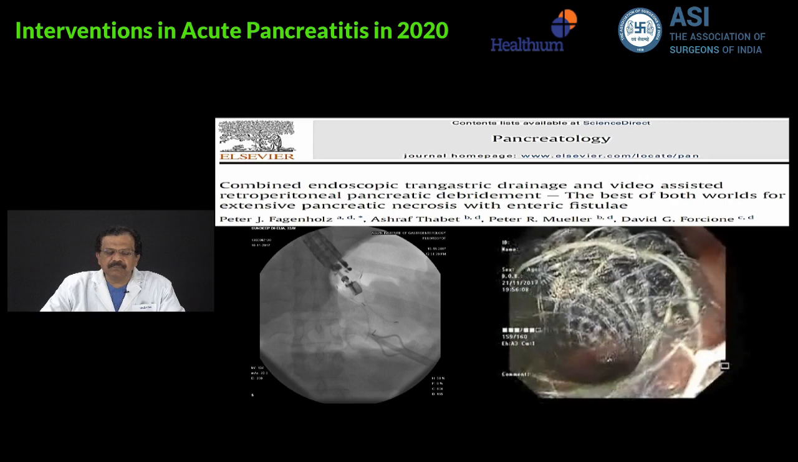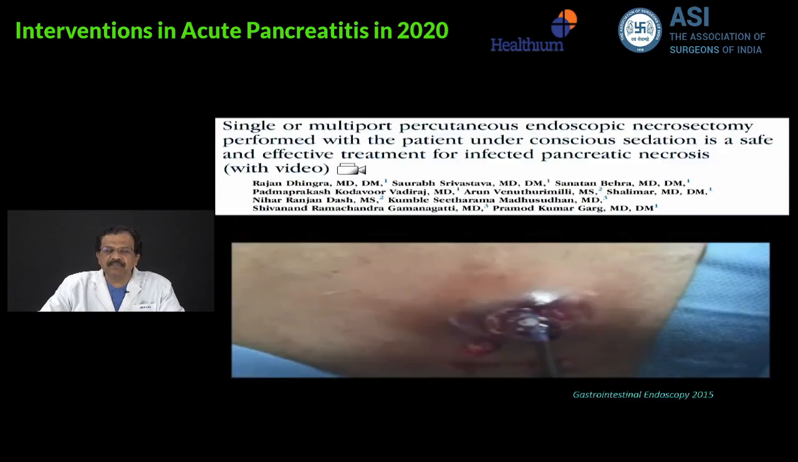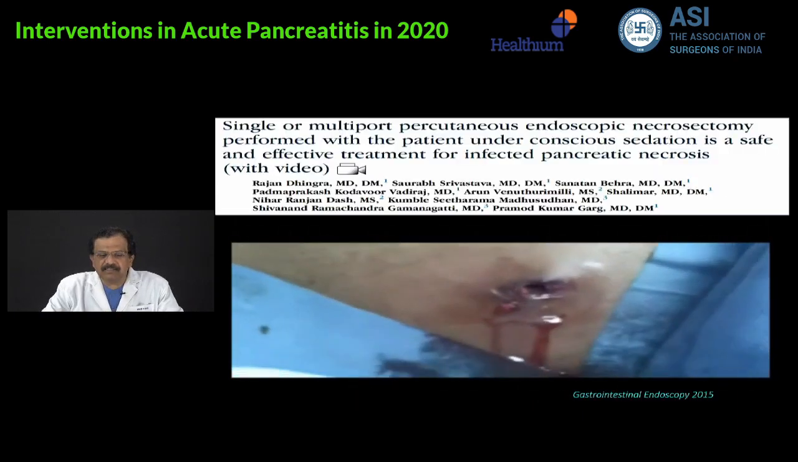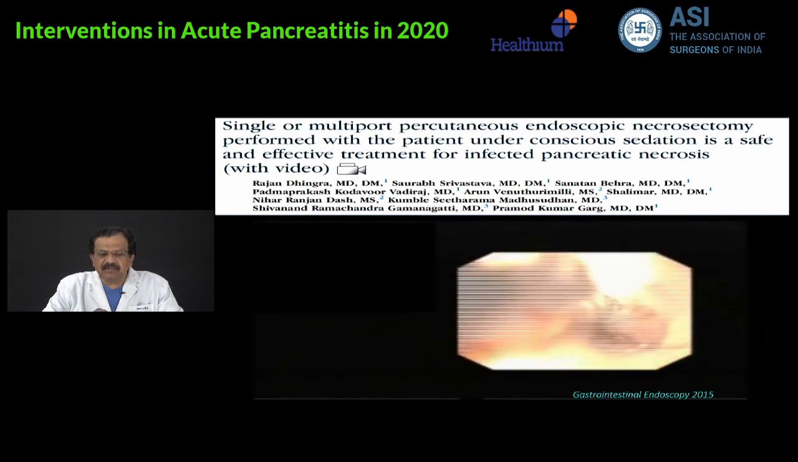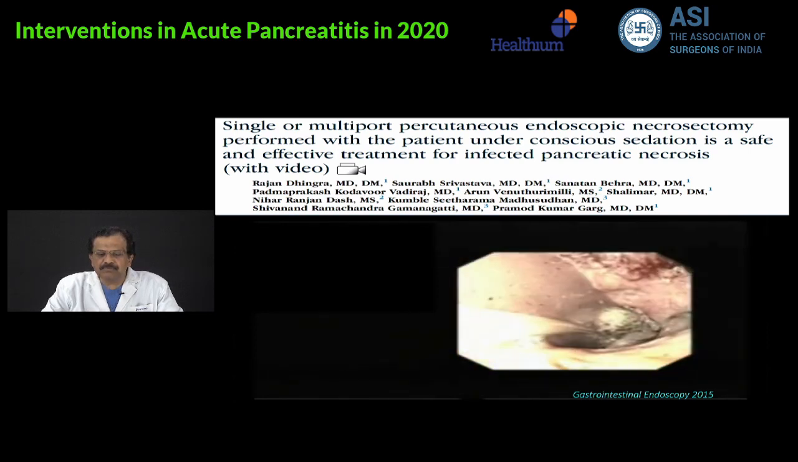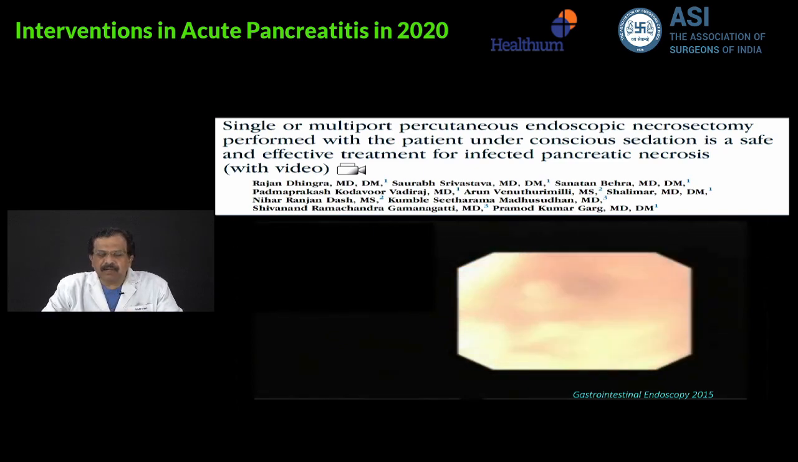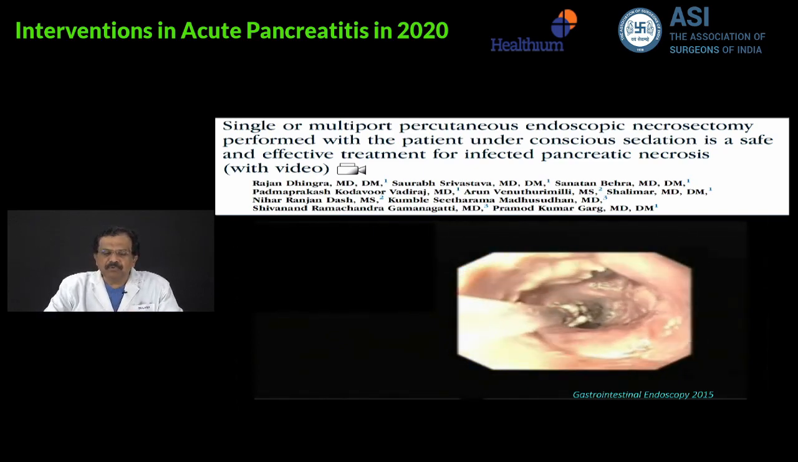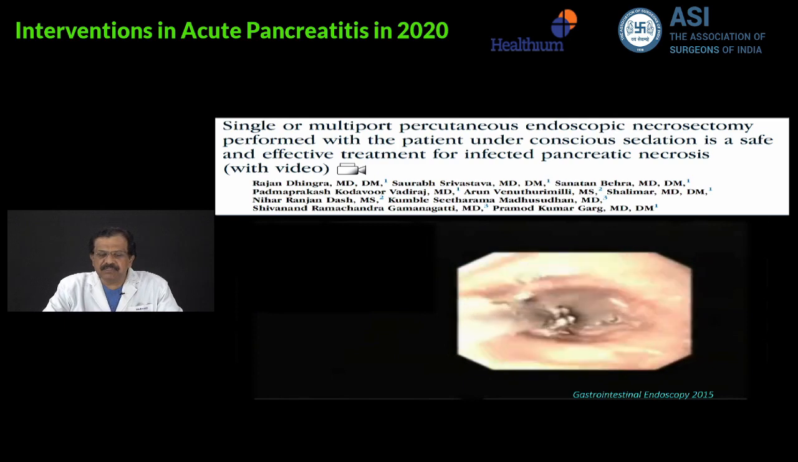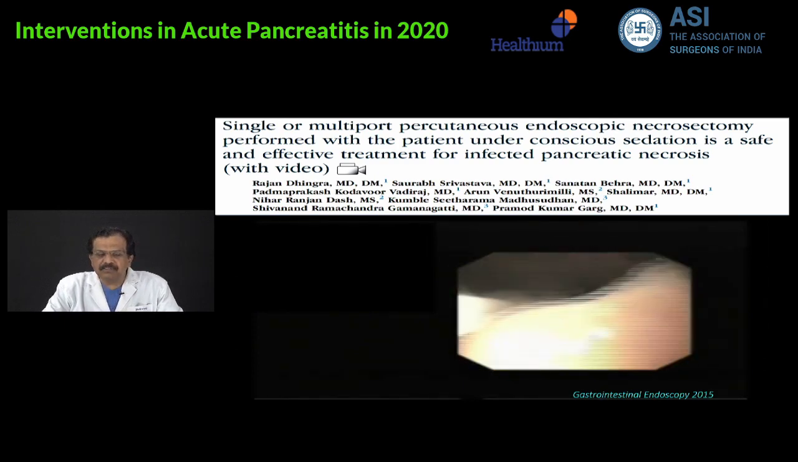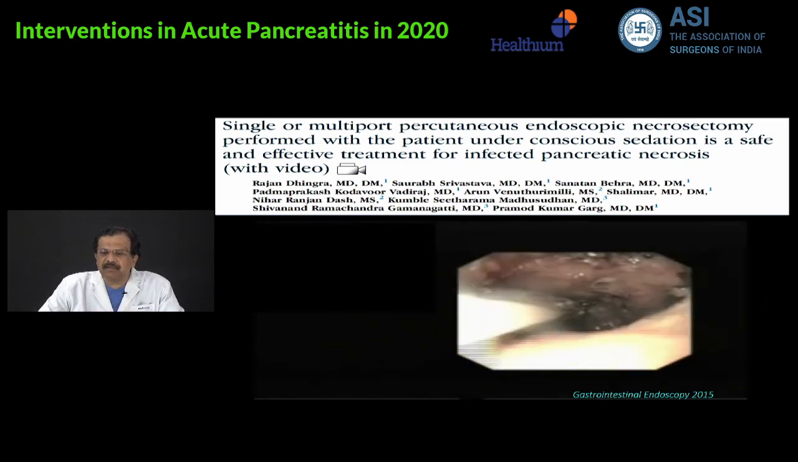And sometimes it is possible that we are not able to drain with these simple pigtail catheters. We can dilate these tracts and go with an endoscope through this percutaneous tract and do this debridement. So these are all the combined modalities that are used to improve the overall outcomes of patients with wall of necrosis which extends beyond the stomach and the duodenum.